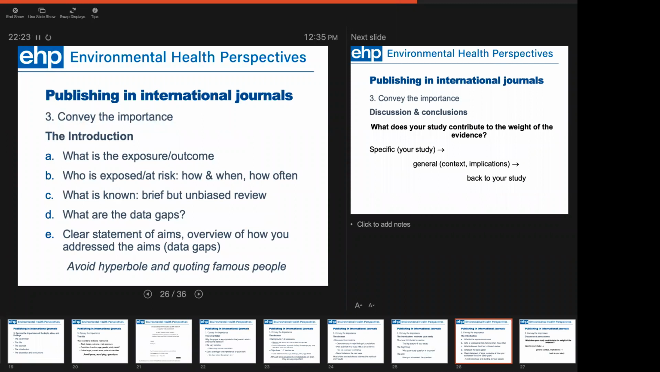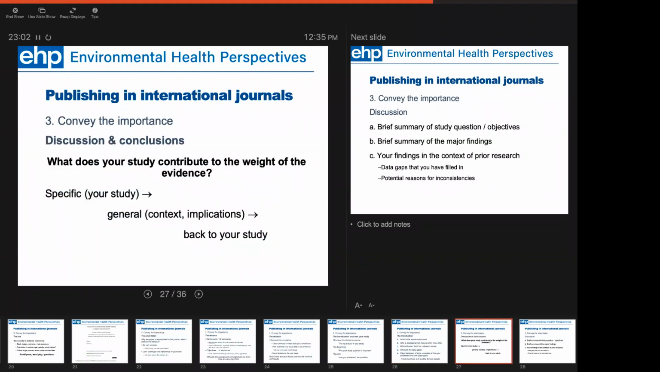I won't go through the individual parts of the introduction in time, but it needs to be very clear why the exposure is important, who's at risk, how often people are at risk, or how big the population is, and what the data gaps are. Again, you want a very clear statement of the aims and how you address them. Avoid hyperbole. Avoid quotes. Sometimes people like to get very lofty and quote famous people. This should be very business-like and clear.